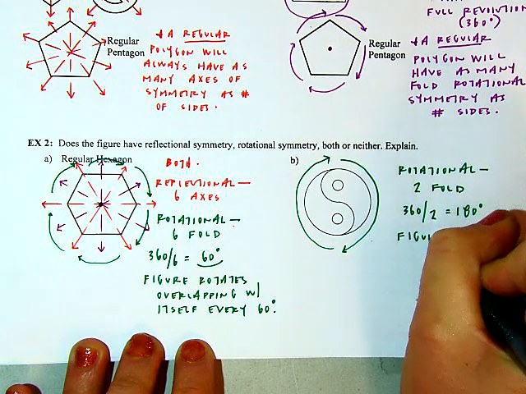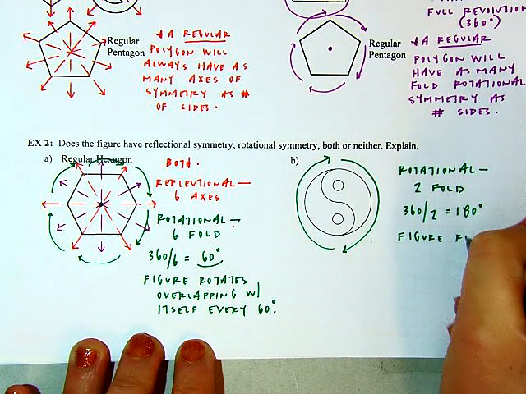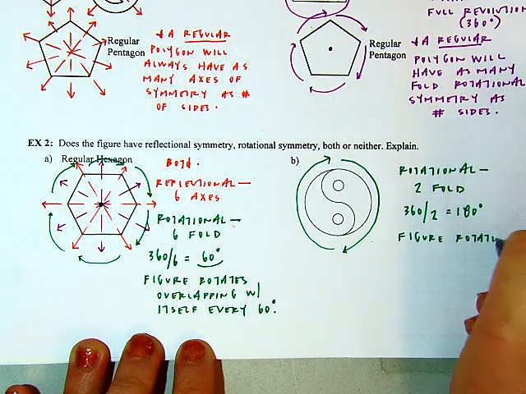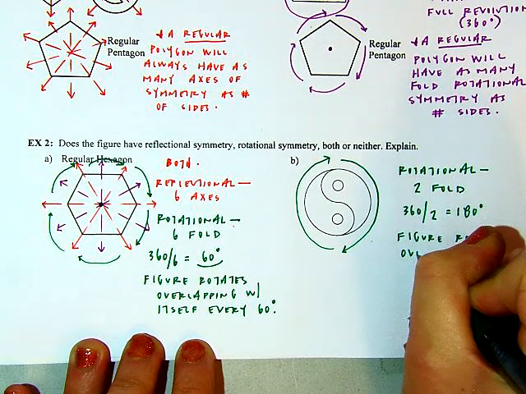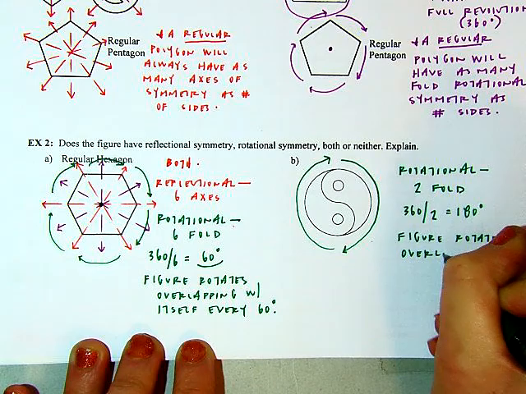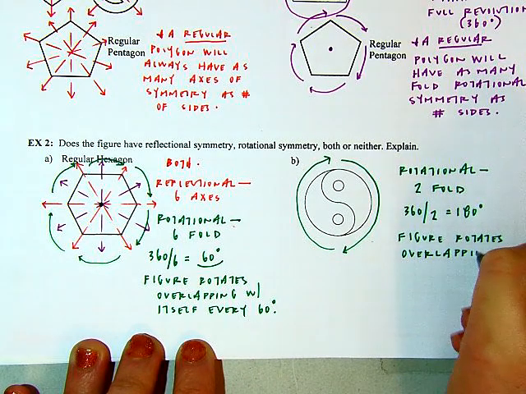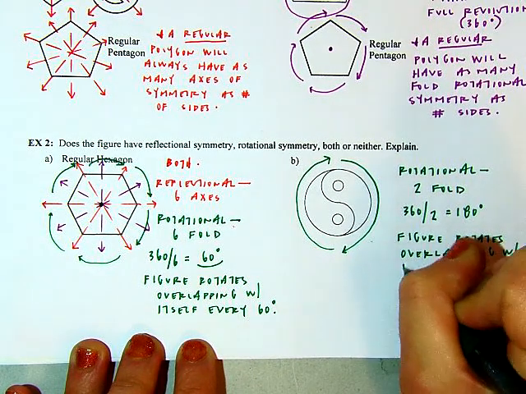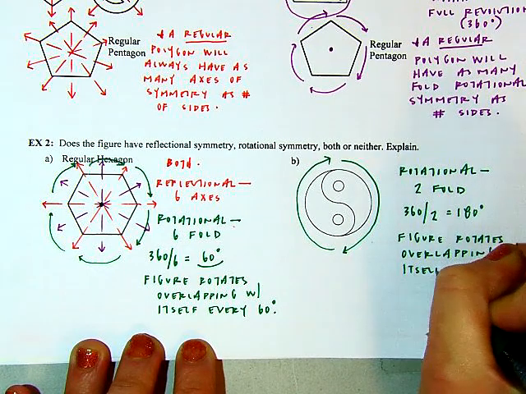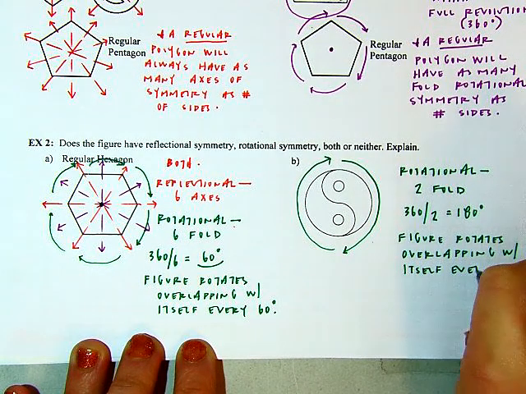So my figure rotates, overlapping with itself or mapping onto itself, every 180 degrees.